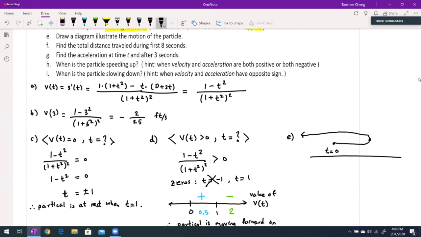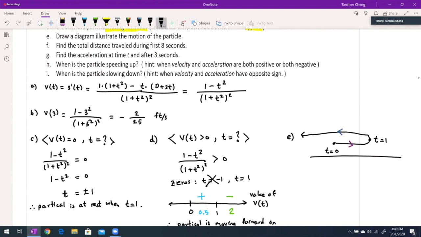We know that the particle is at rest when time is equal to 1, from part C, and then it keeps on going. So therefore, my particle is moving forwards between 0 and 1, and then moving backward from 1 to infinity. So this is the diagram that we see. Any questions so far? All clear? Make sure you understand what moving forward means in terms of derivatives and from a mathematical point of view, and then continue.